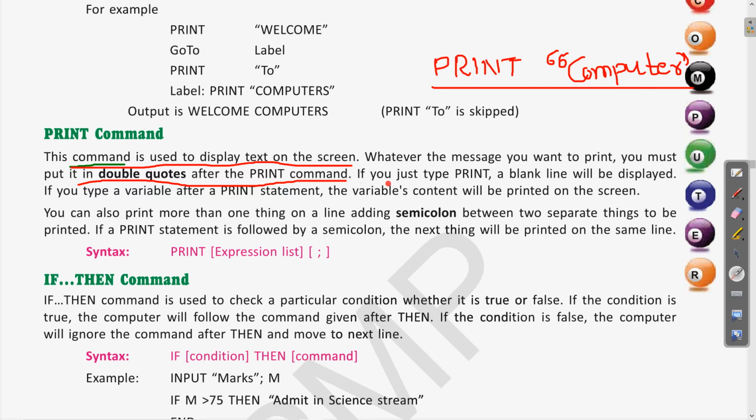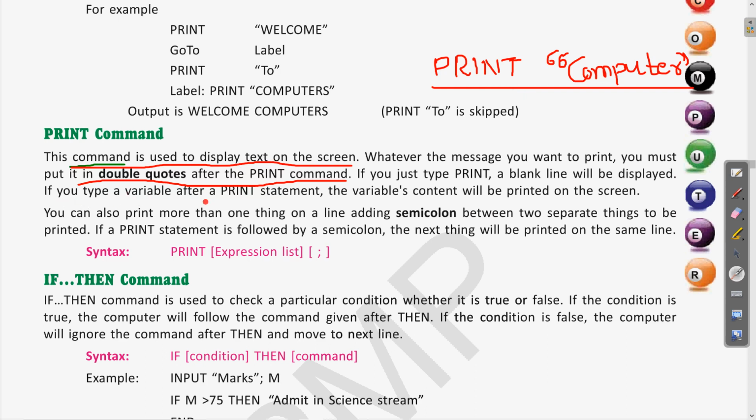Okay, if you just type print, a blank line will be displayed. Clear? So if you are not writing any text with the print command, and only writing print, then only a blank line will be displayed on the output screen.